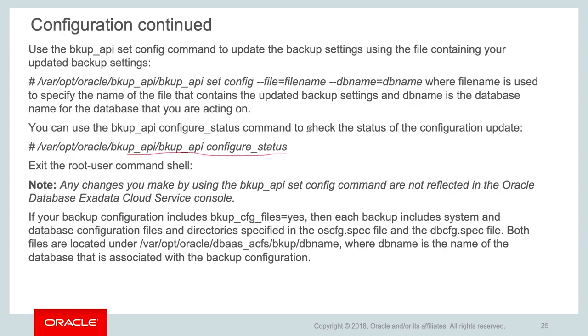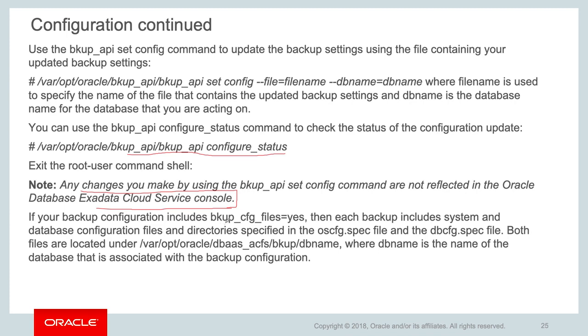So the backup API configure status command is going to tell you the configuration update you have done. One thing to note here is that any change you make to your database environment for backup using the backup API is not reflected in the Oracle Database Exadata Cloud Service Console. At present, we are not providing any information in the console, which might change. For normal DBAS, we have all the managed or automatic backup configurations in place, but for Exadata Cloud Service, we don't have any, which might change in the future. But whatever changes you make, you won't be able to validate them in the console.